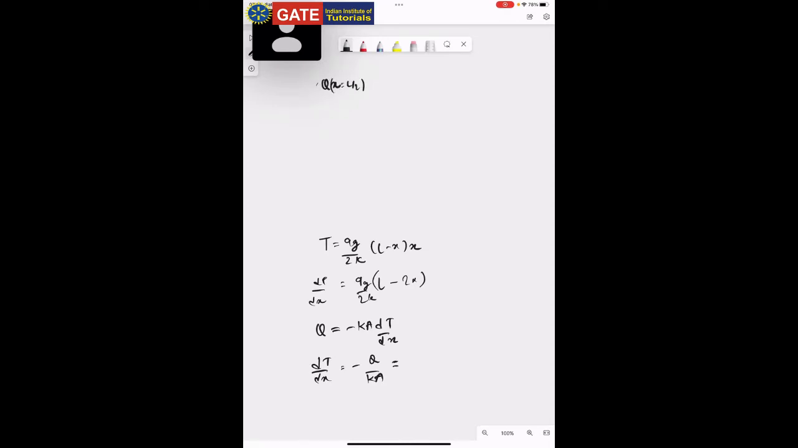Qx at x equal to L by 2 is defined by the amount of heat generated per unit volume into A into x. So QG is how much? 1.2 into 10 to the power 6. Let's say the cross-sectional area is not provided, as I mentioned, then you have to take it as 1. And the thickness is 160 mm. So at mid plane it is 80 mm, which is basically 0.08.